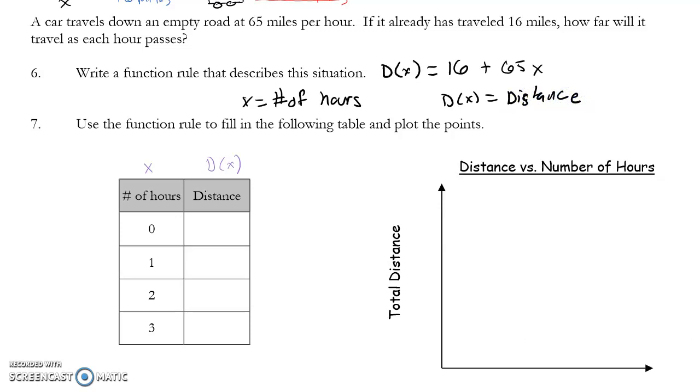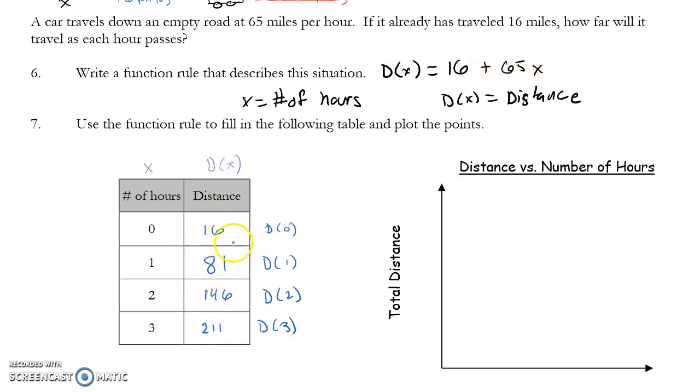And then we use that function rule to complete our table here. If I've gone for 0 hours, I find d of 0, and that's at 16. If I drive for 1 hour, I find d of 1, and that's 16 plus 65 times 1. And then d of 2, 16 plus 65 times 2 is 146 miles, and d of 3 is 16 plus 65 times 3, and that's 211 miles. I've now got my function rule, that's my algebraic representation.